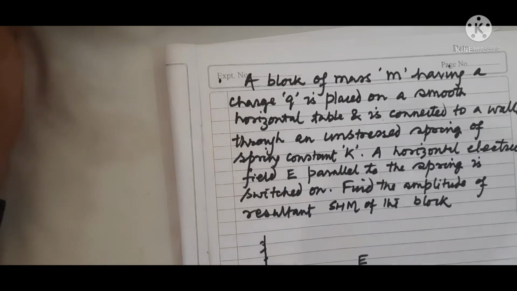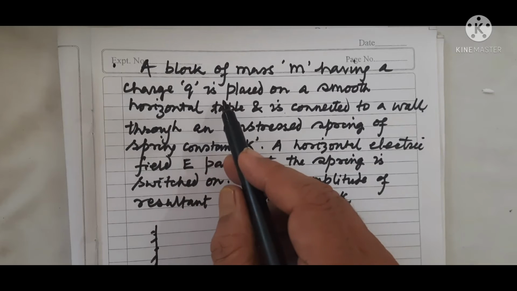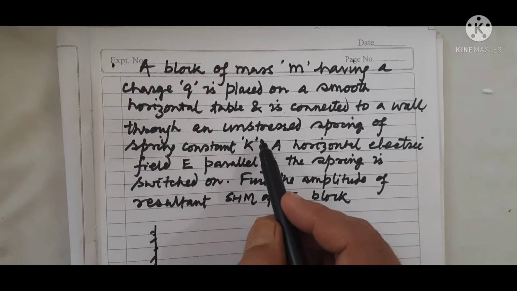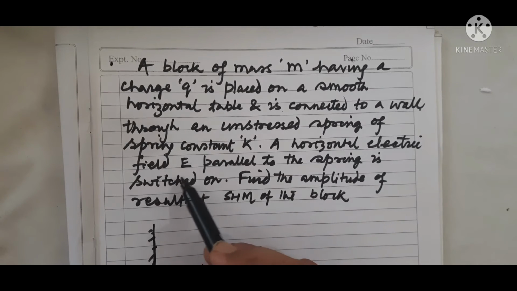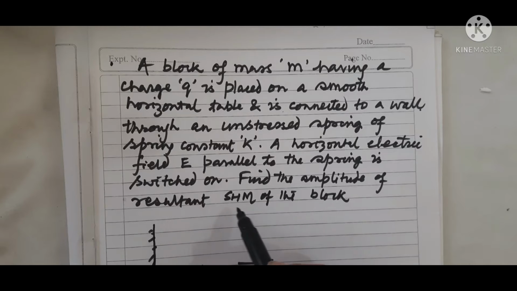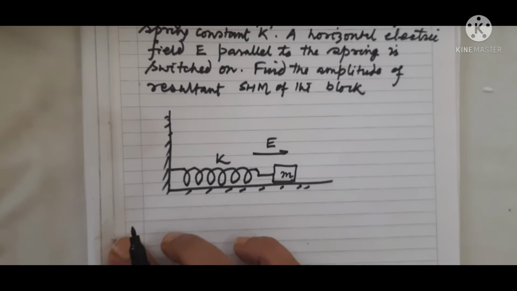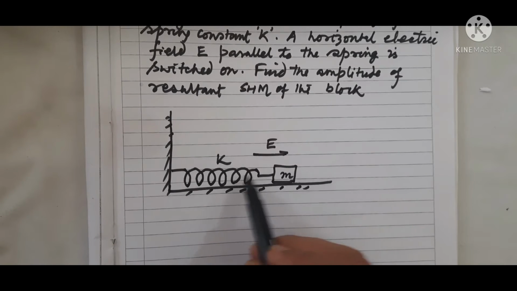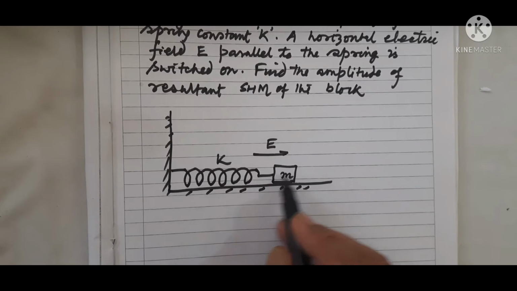Right? Another question. A block of mass m having a charge q is placed on a smooth horizontal table and is connected to a wall through an unstretched spring of spring constant k. A horizontal electric field E parallel to the spring is switched on. Find the amplitude of the resultant simple harmonic motion of the block. Now the diagram is like that. When it is switched on, it executes simple harmonic motion.